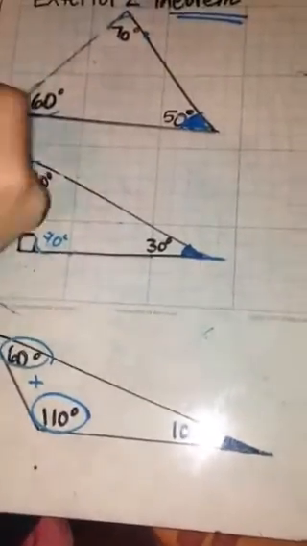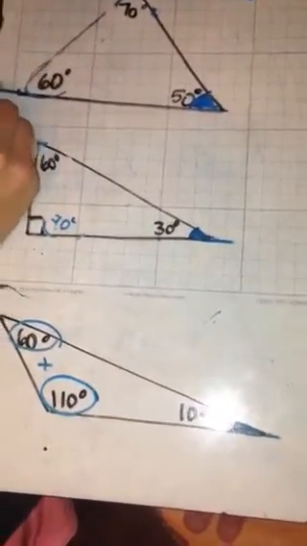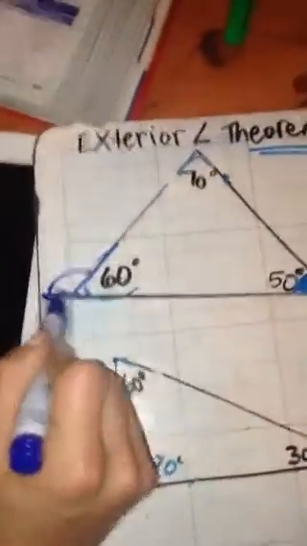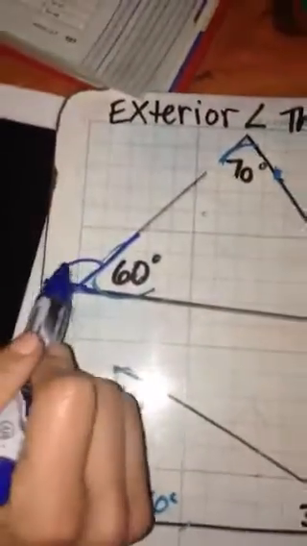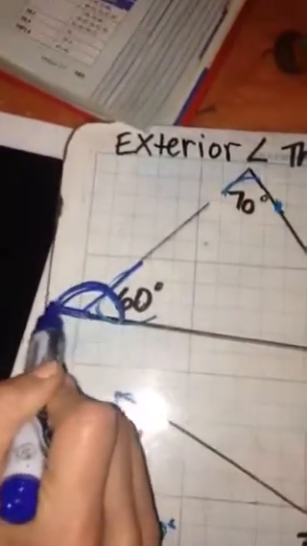Okay, let's say we're talking about, I'll use this color, this angle right here. I don't have a lot of room left on my whiteboard. But let's say we're talking about this angle here. It's outside of the triangle, so it's an exterior angle. And if I see a linear pair.